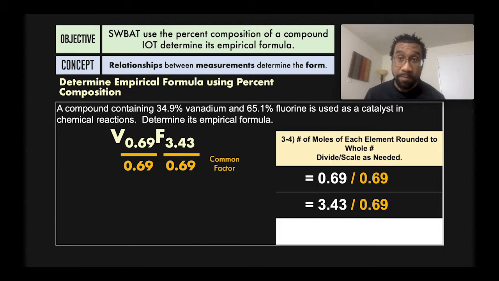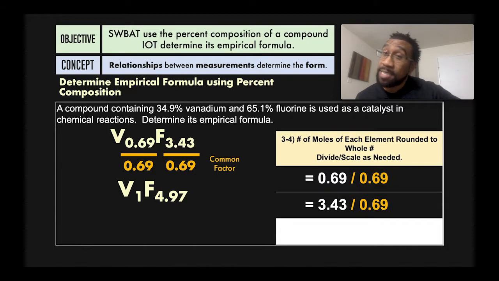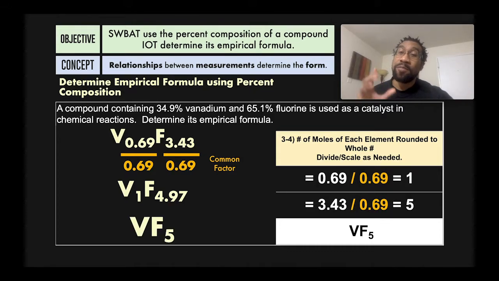When we do that, we are going to get 1 for vanadium. And then what are we going to get for fluorine? We're going to get 4.97. 4.97 is so remarkably close to 5 that it is actually safe to round that up to 5. So the empirical formula for this compound containing 34.9% vanadium and 65.1% fluorine is VF5. 1 atom of vanadium, 5 atoms of fluorine. All right, VF5.